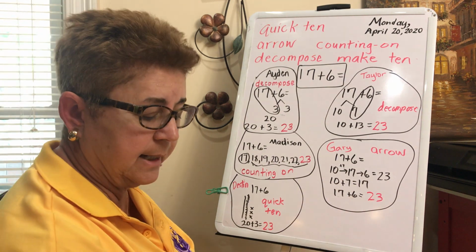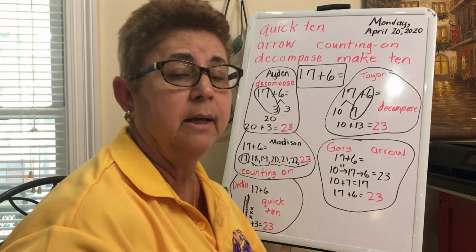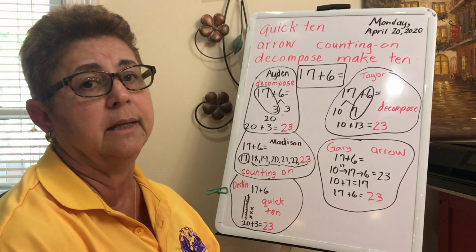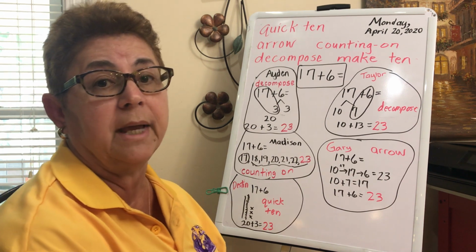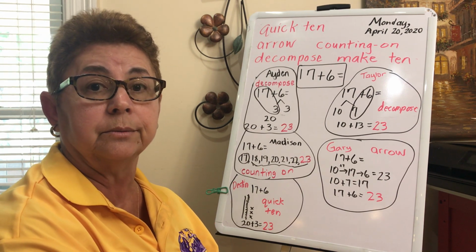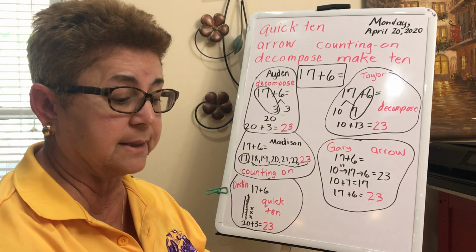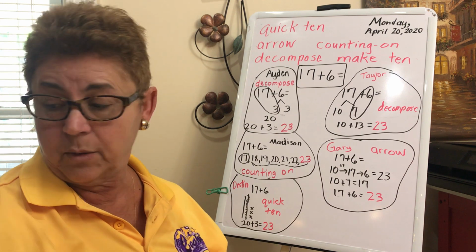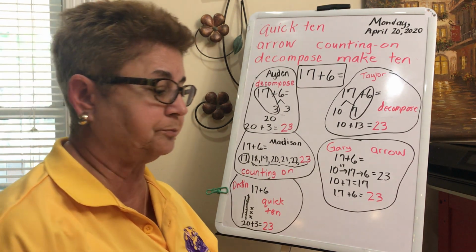So everybody got 23 as their answer, so everybody was right. Everybody did it a different way. So our lesson would be, you do it the way that is more comfortable for you. All of these ways are right. So the whole object of this lesson was to find a way that we could use and be comfortable with and get the right answer.